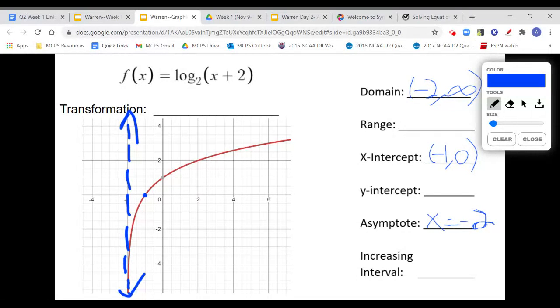On the other hand, the range is looking at my y values. At the bottom of this graph, I essentially have it pointed down forever, and at the top of the graph, I have it essentially pointing up forever. So just like my parent function, my range is going to be negative infinity to infinity. And you will find this to be the case with all of our logarithmic functions.